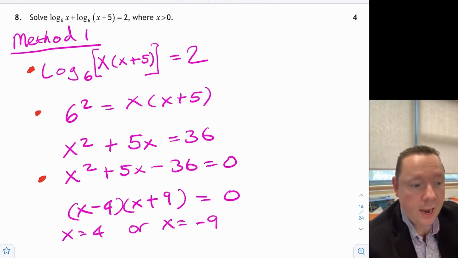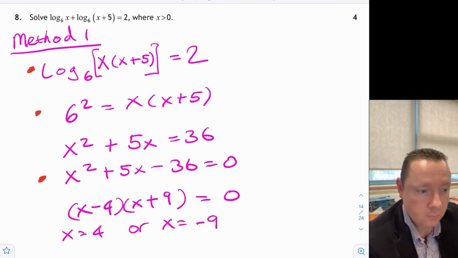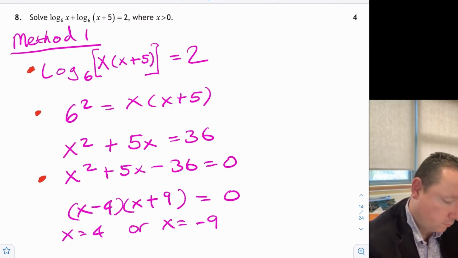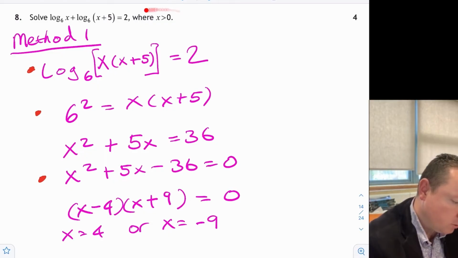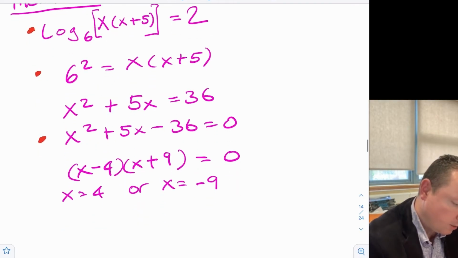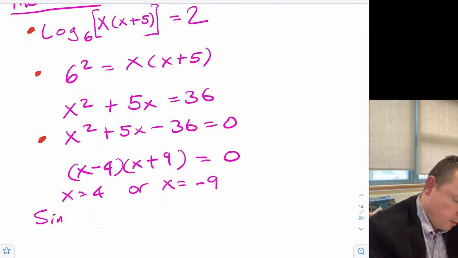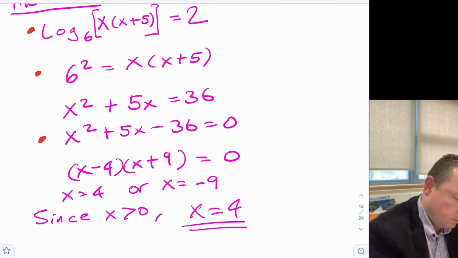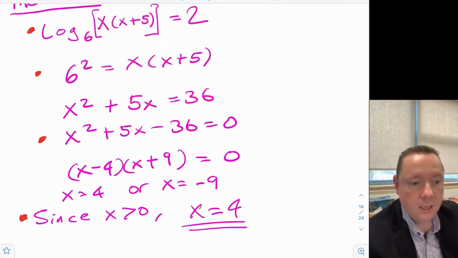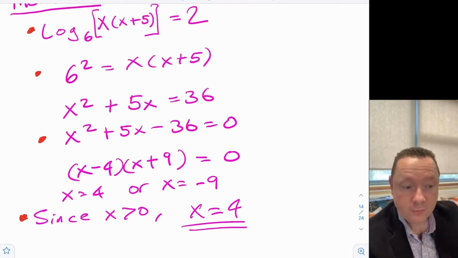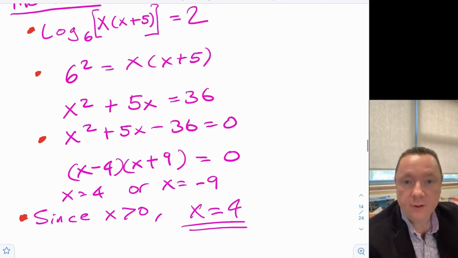But x has to be greater than 0 because it says so in the question. So we disregard one of the answers. So since x is greater than 0, x equals 4 is the only valid answer. And there is our final mark right there. We have to have stated that x equals 4. We disregarded the minus 9 to get that final mark.